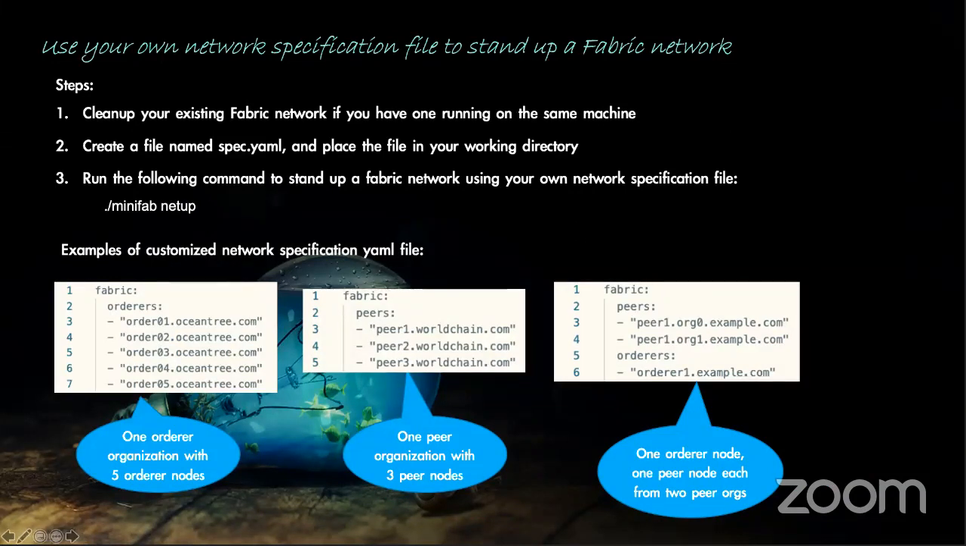So we talk about the default Minifabric network spec files. And here I give you a couple, or actually 3 examples. For example, the first one contains only orderer nodes. So you can imagine this may be a big organization. They're probably trying to host a rather large Fabric network. They're only interested in orderer nodes.